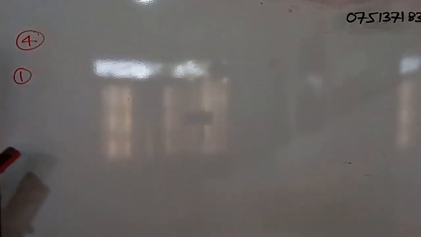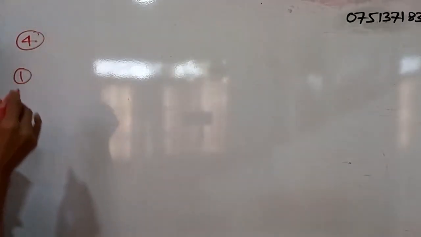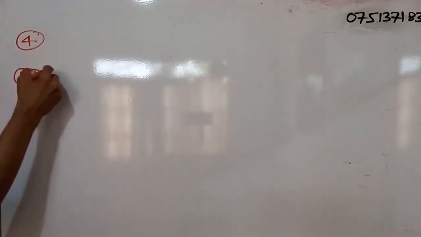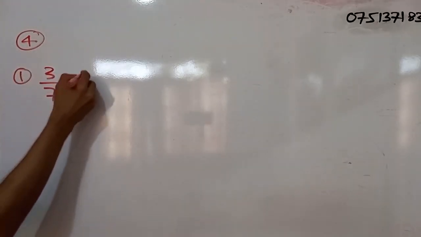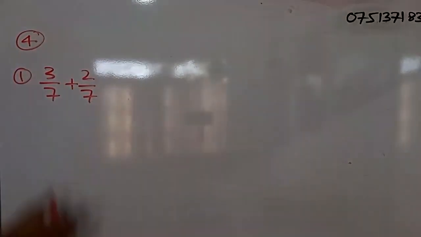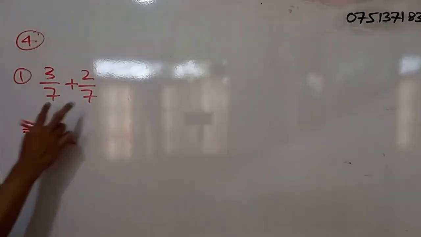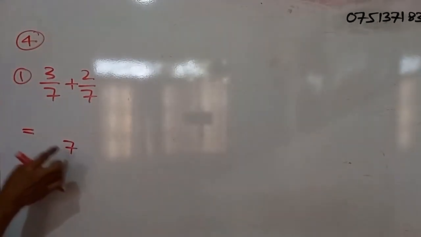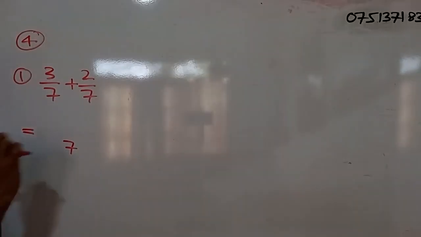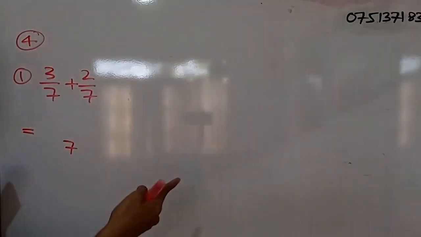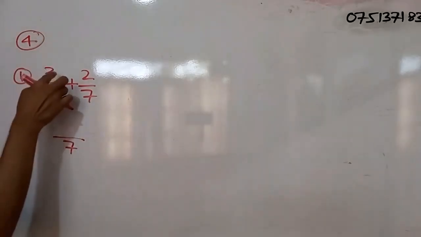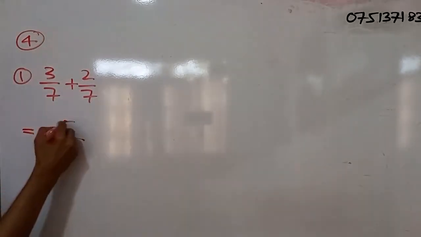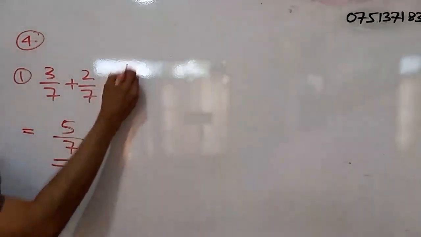Question number 4. Part 1. So what is the question? Find the value. Right? So we have what? 3 by 7 plus 2 by 7. Right? So here we have two fractions. Both fractions, the denominators are same. So the answer will have the same denominator. Answer or the resultant fraction. Right? So what will be the numerator? 3 plus 2. 5 by 7.